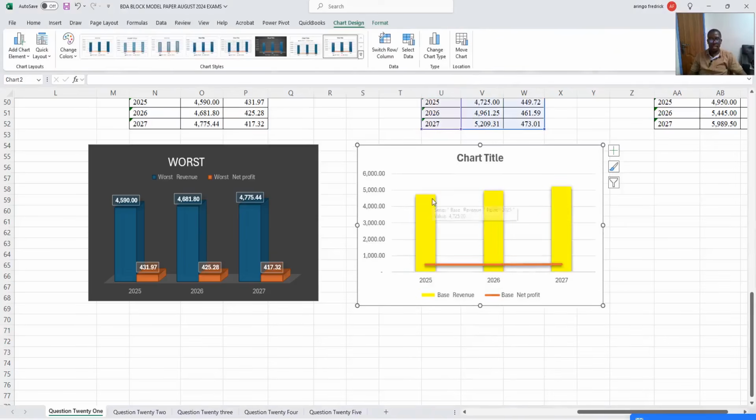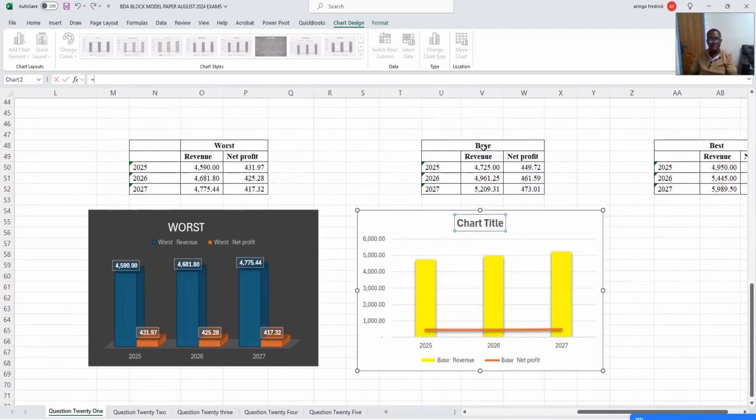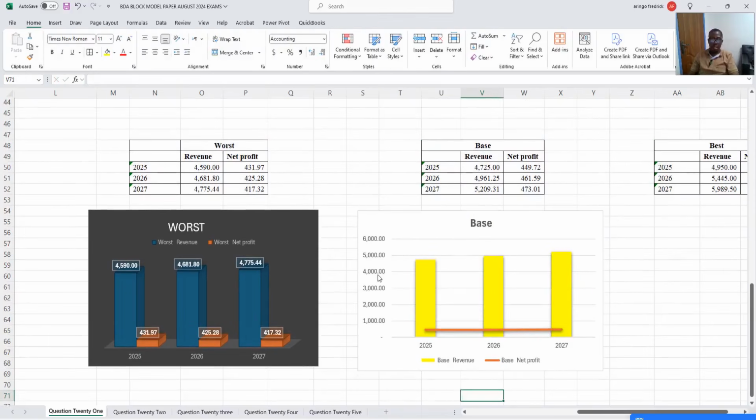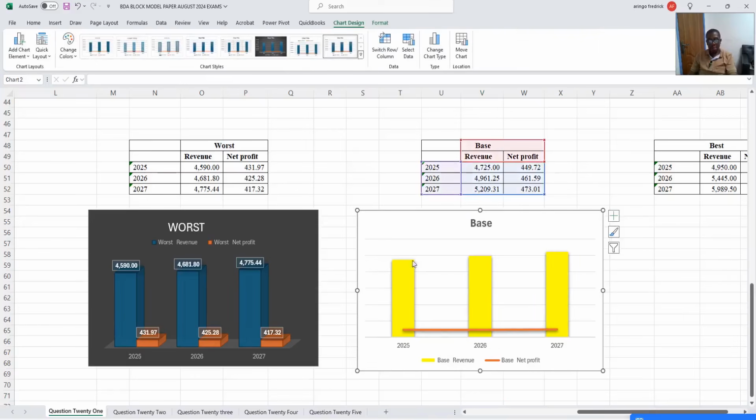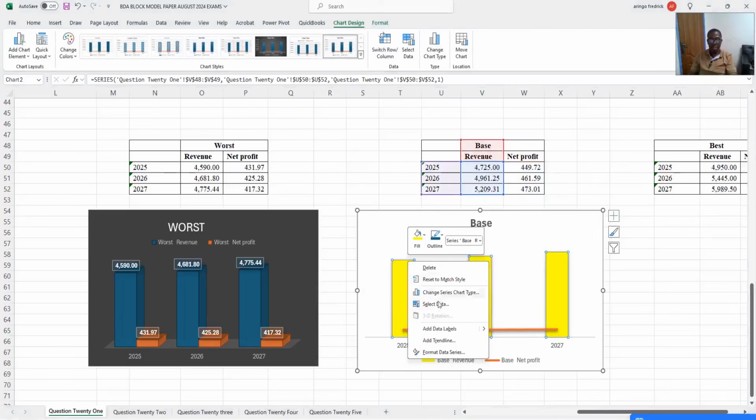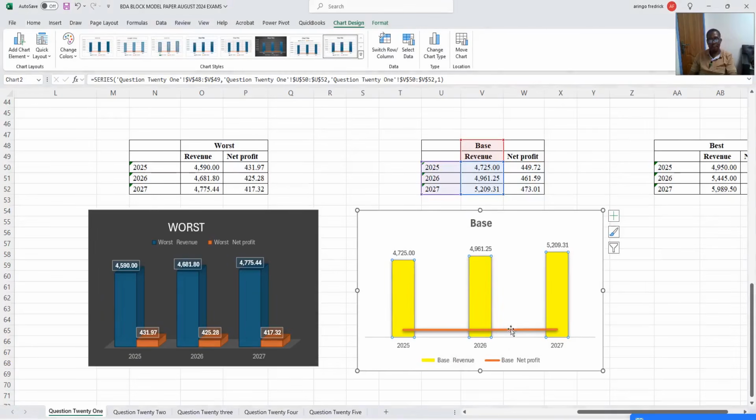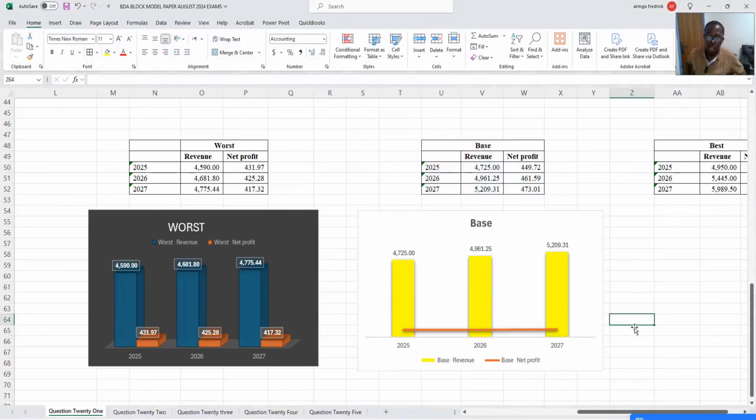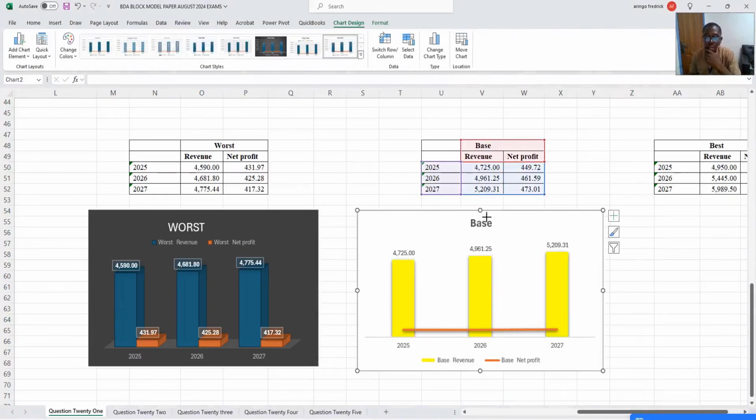For the chart title here, we click on the chart, you type the equal sign at this point, then you select the base case scenario. Maybe I don't need all these, I can just remove them. Then I add data labels to represent each. Then lastly, of course, we can talk about the best case scenario.